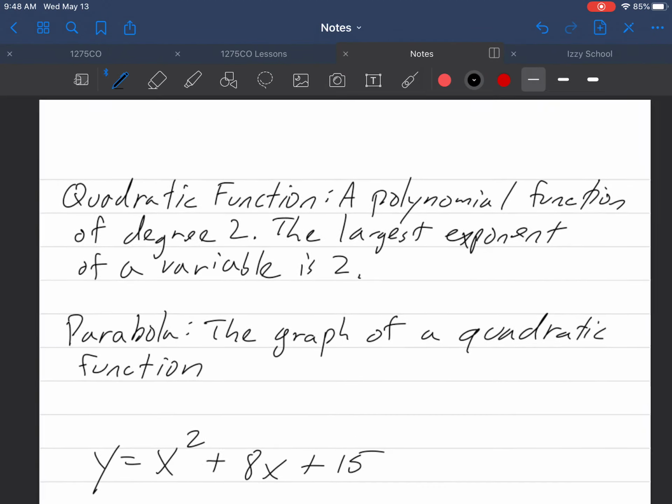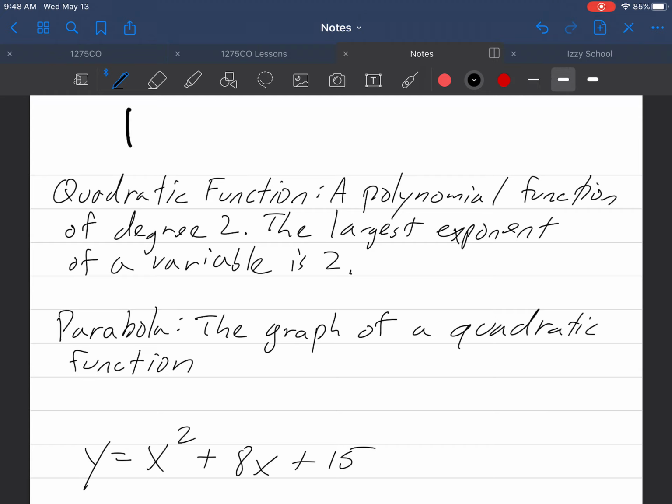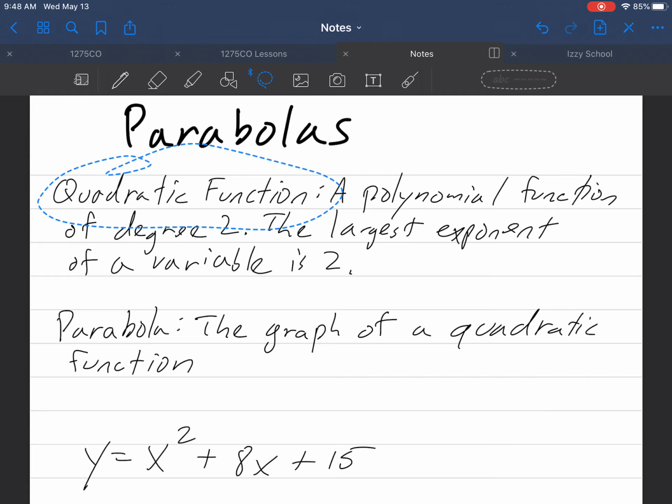Because you asked, parabolas. A quadratic function is a polynomial function of degree 2. That means that the largest exponent attached to a variable is 2. A parabola is the graph of a quadratic function.